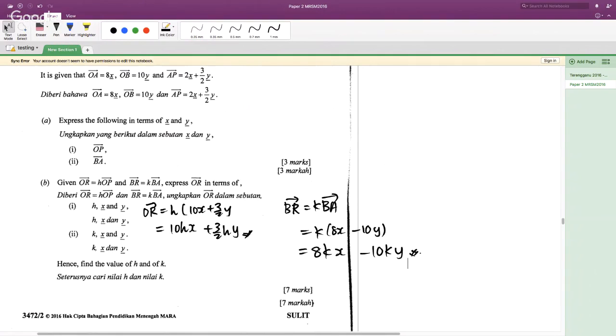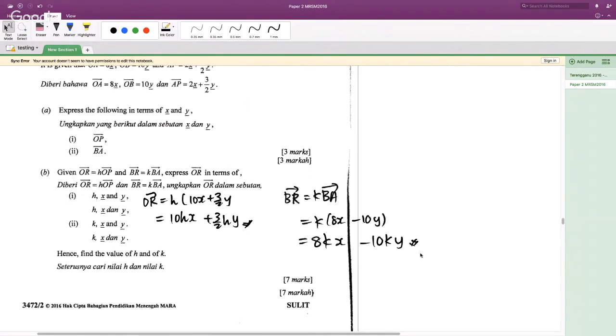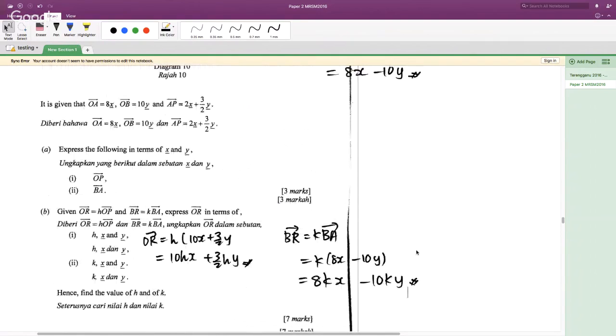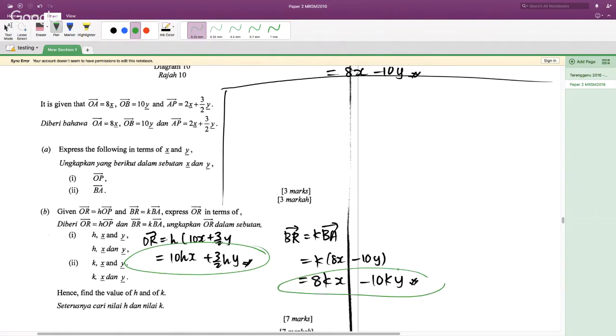Hence, find the values of h and k. So this one is the hard one, so I'm going to do it here. What I want to do is substitute the OR into the BR. This is BR, this is OR.